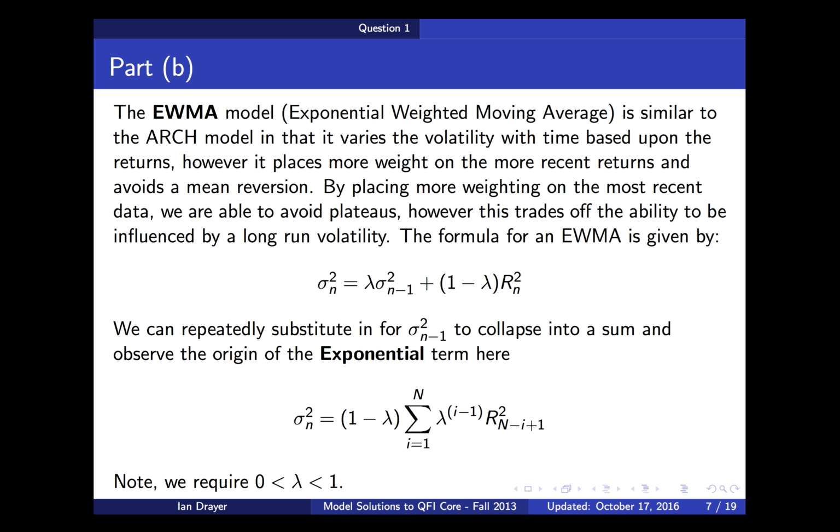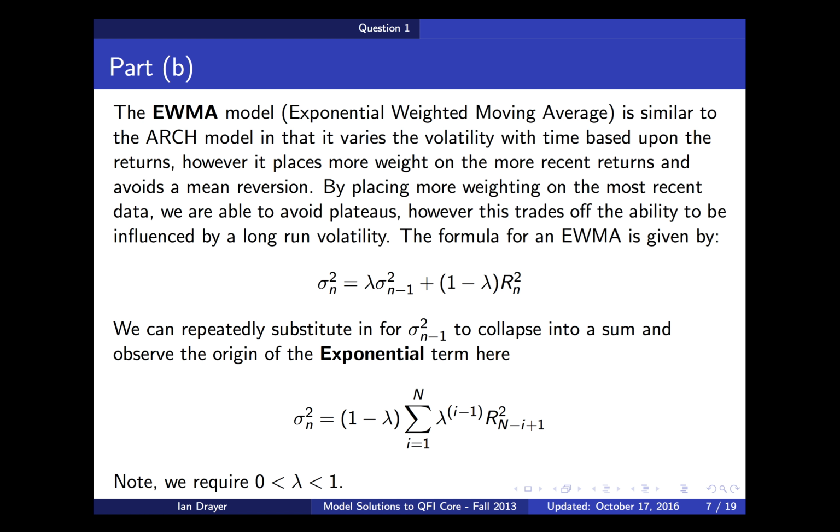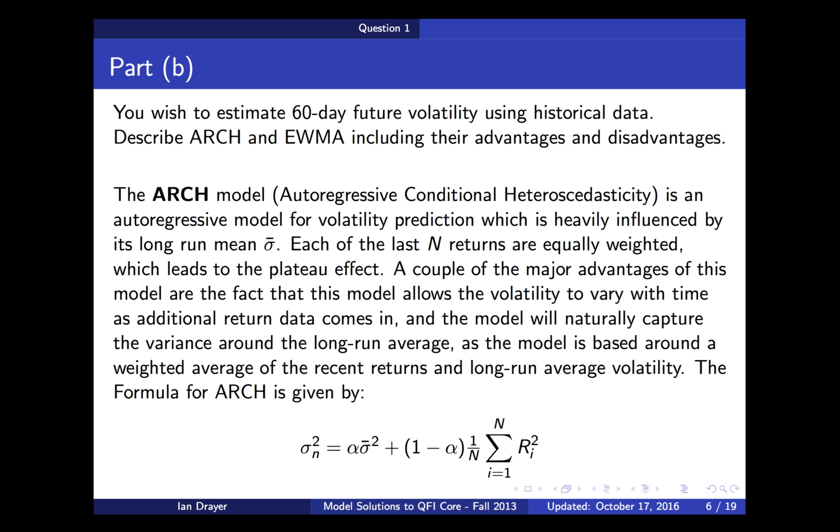The formula is given by the current predicted volatility is equal to an average of the previous volatility. Note how this lambda sigma squared n minus 1 contrasts with the alpha sigma bar squared, added to 1 minus lambda times Rn squared, so the current return squared. Note how this Rn squared corresponds with the sum of the Ri squareds.